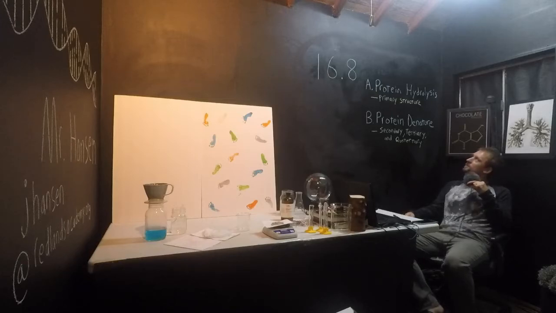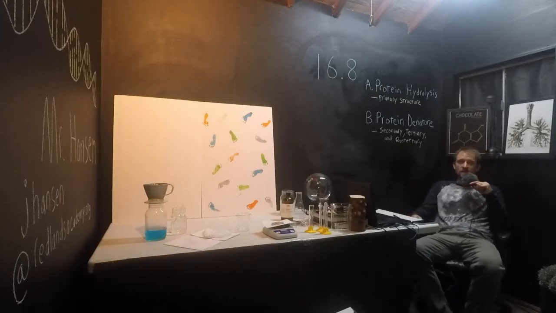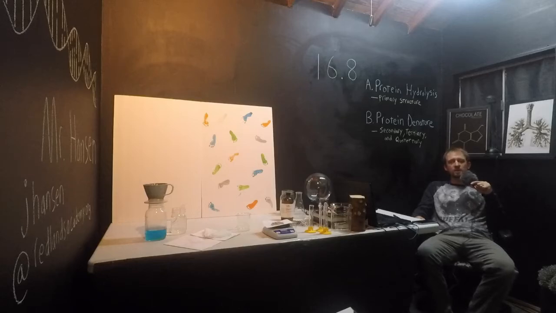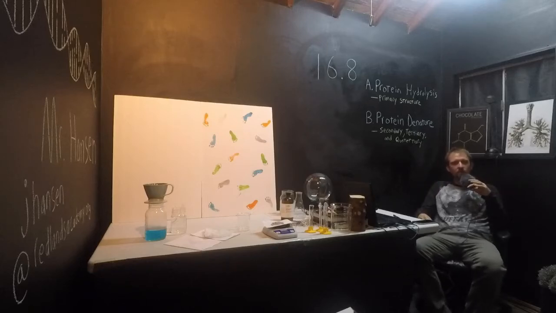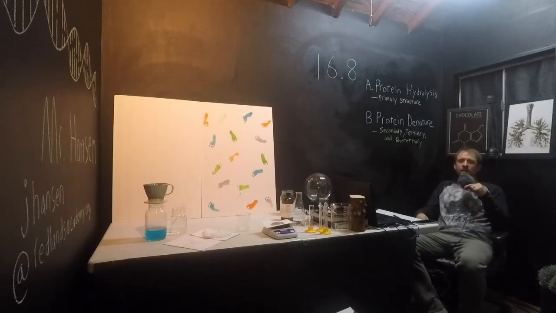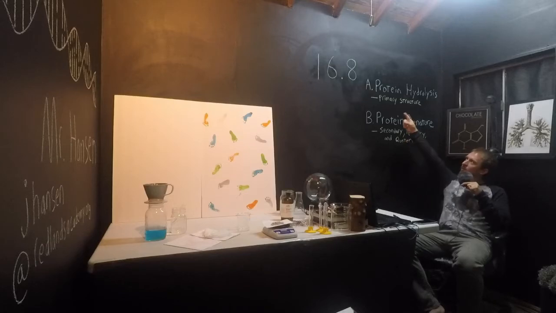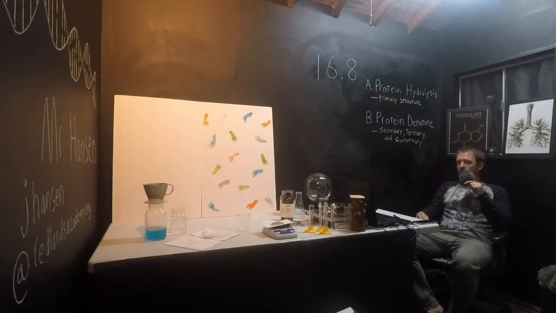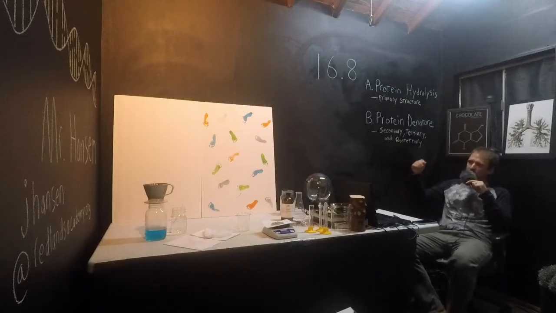16.8. This one's going to be about protein hydrolysis and protein denaturation. So basically, how do proteins get broken down? They can be broken down or altered in two different ways. The first way is by protein hydrolysis. That word hydrolysis means to split something using water. And if you remember the carbohydrates, we talked about that there, so it's going to be very similar.